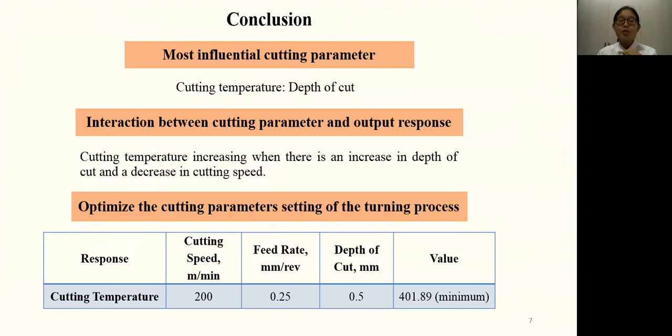In conclusion, the three objectives of this study have been achieved. First, the most influential cutting parameter on the cutting temperature is the depth of cut. Second, the cutting temperature is increasing when there is an increase in the depth of cut and a decrease in the cutting speed. Third, the optimization parameters of the cutting temperature are a cutting speed of 200 meters per minute, a depth of cut of 0.5 mm and a feed rate of 0.25 mm per revolution, which gives the minimum cutting temperature of 401.89 degrees Celsius. That's all for my presentation.